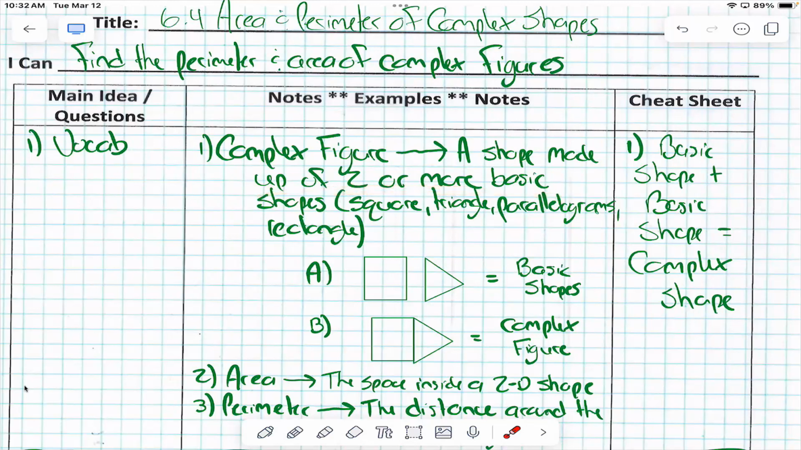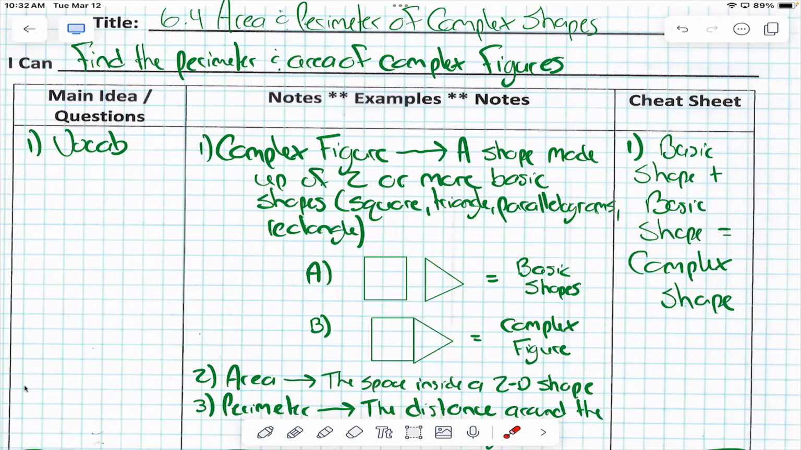That should be a little bit louder because there's two classes. Let's try that again. A complex figure is a shape made up of? Two or more basic shapes. Awesome. Basic shapes could be things like? Square, triangle, parallelogram, rectangle. Separate, these are called basic shapes, right?